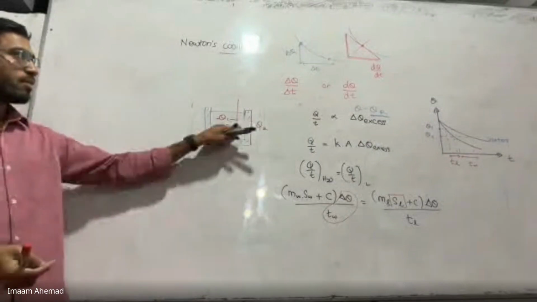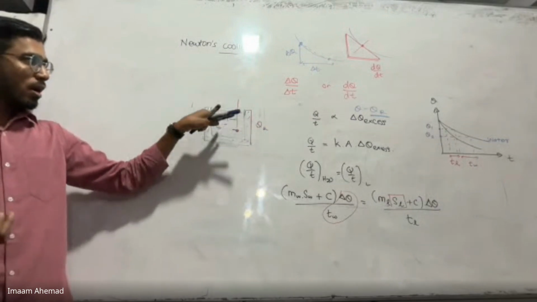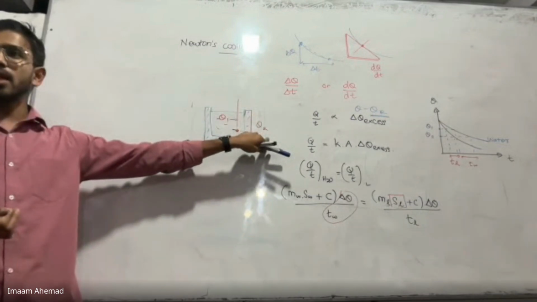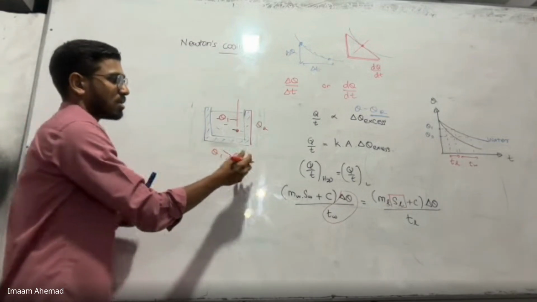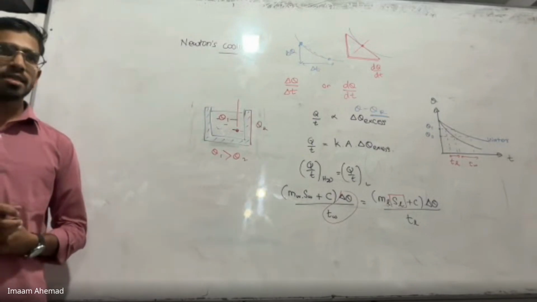No, because it is a very poor conductor. Because glass is a poor conductor, what we measure is going to be higher than the external temperature. Okay, theta1 will be greater than theta2. There will be a temperature gradient. So it will create errors.